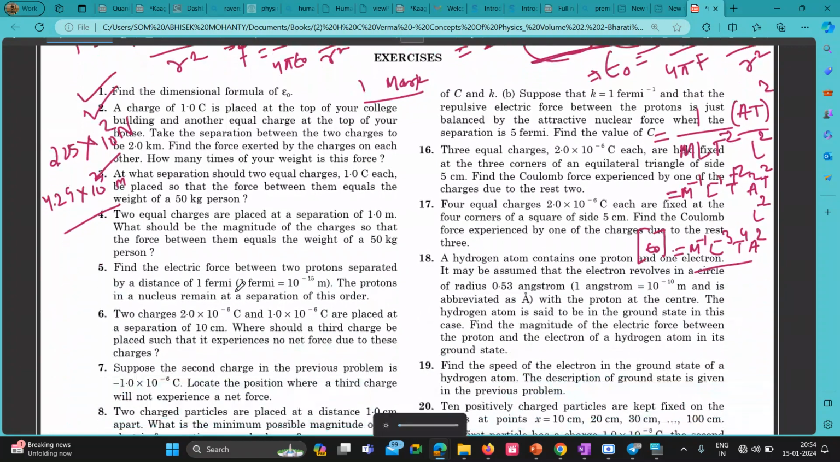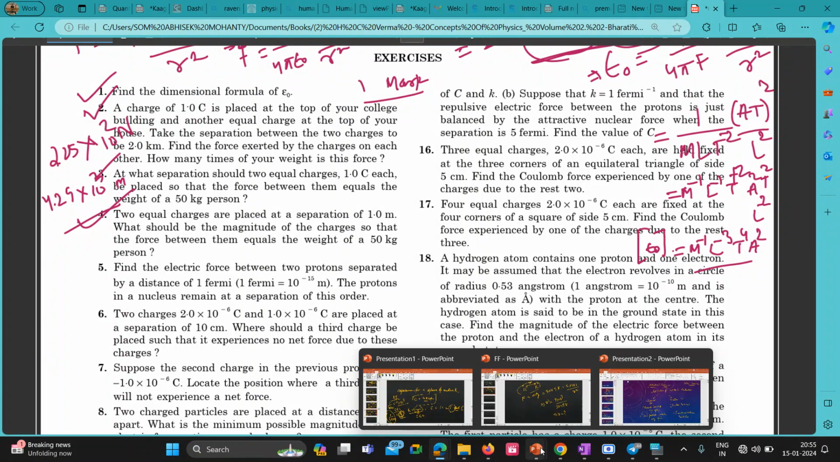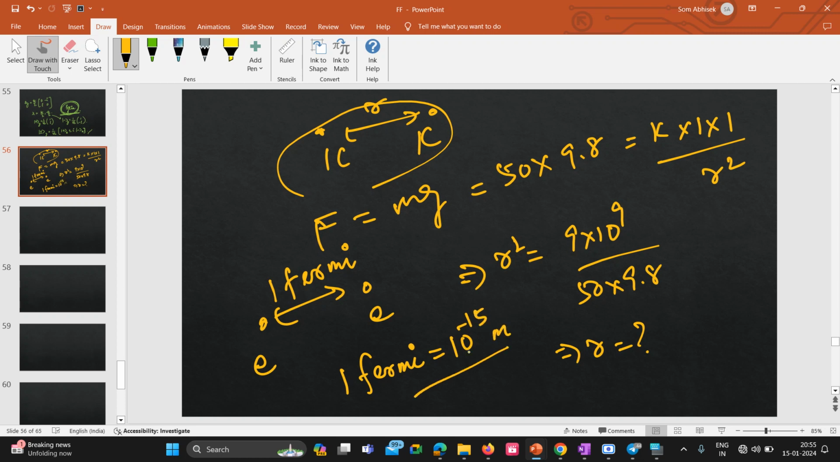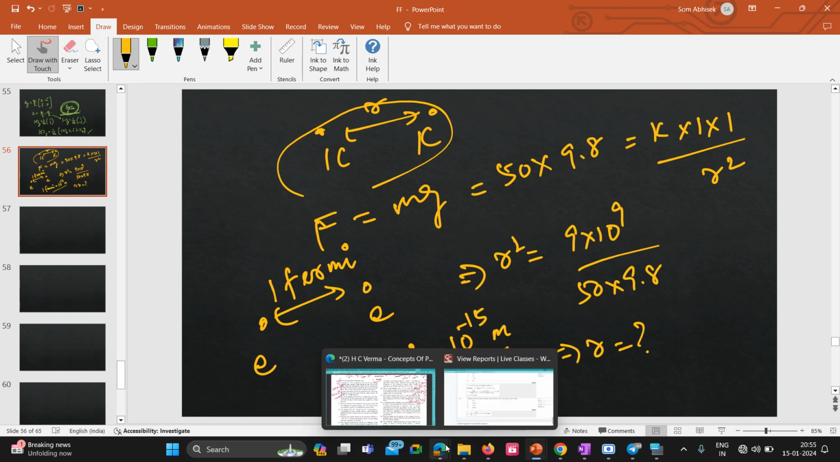Next question, let's see. 4 number is over. Number 5. Find the electric force between two protons separated by a distance of 1 Fermi. Again, same question. Two protons here. What is the charge of a proton? Same as the charge of an electron. Separation is 1 Fermi. What is 1 Fermi? 1 Fermi is 10 to the power minus 15 meter. Okay. Just a simple calculation will be used.